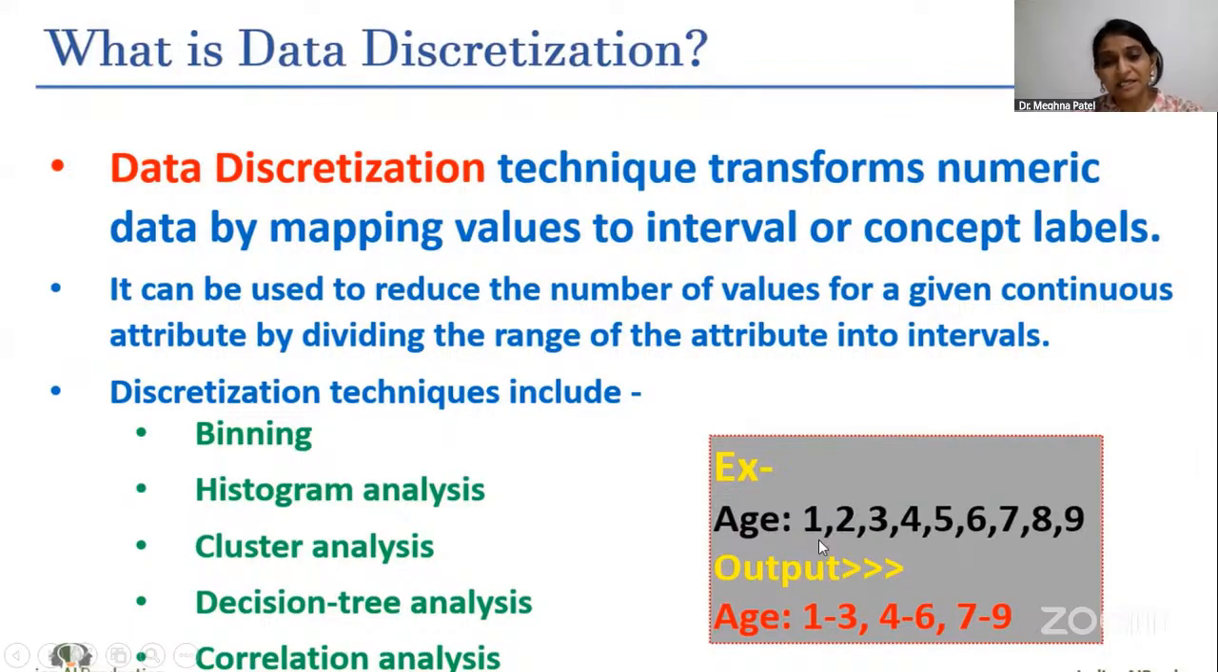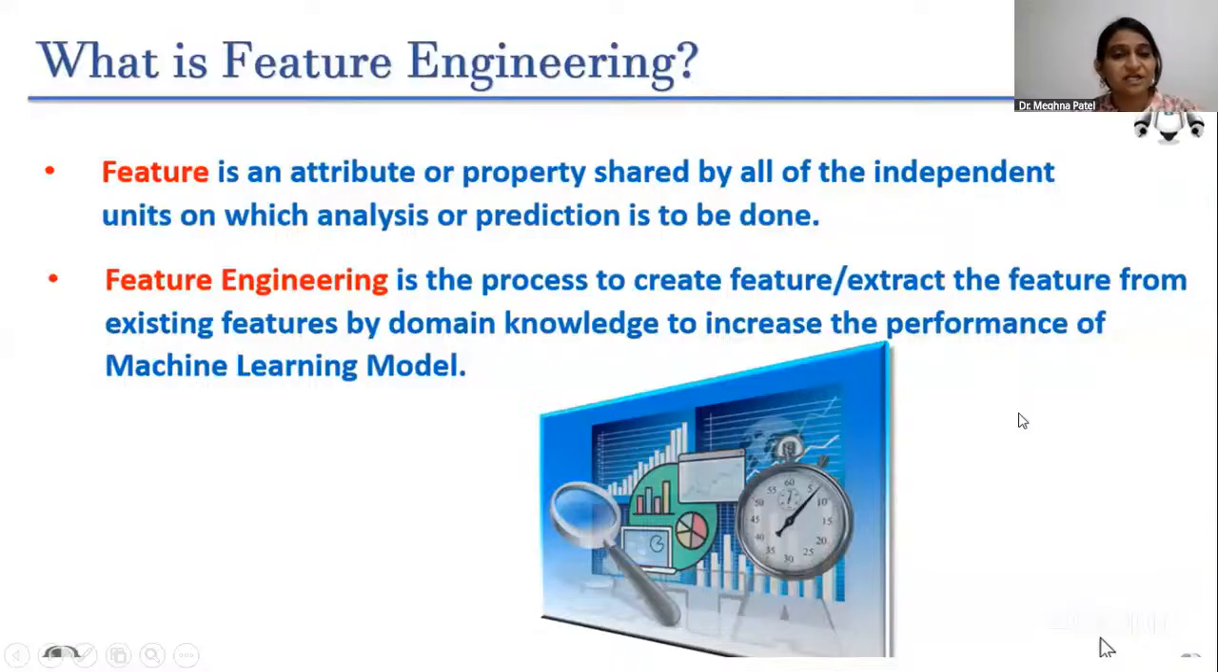So here data are there, you can keep into the small interval. Okay, so now feature engineering. Feature is nothing but a property of your independent variables. For example, I have given the example of a car. A car has a color, model. Okay, so that is a property.